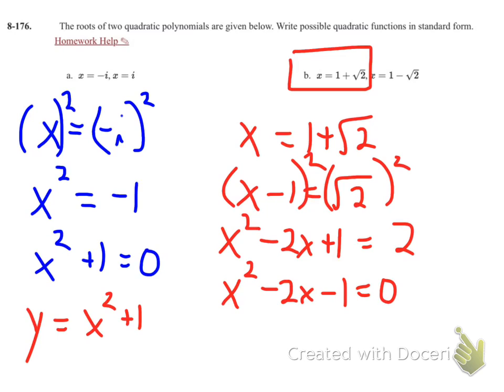And again, my final step, having it in standard form, is just making that 0 back into a y. y equals x squared minus 2x minus 1.